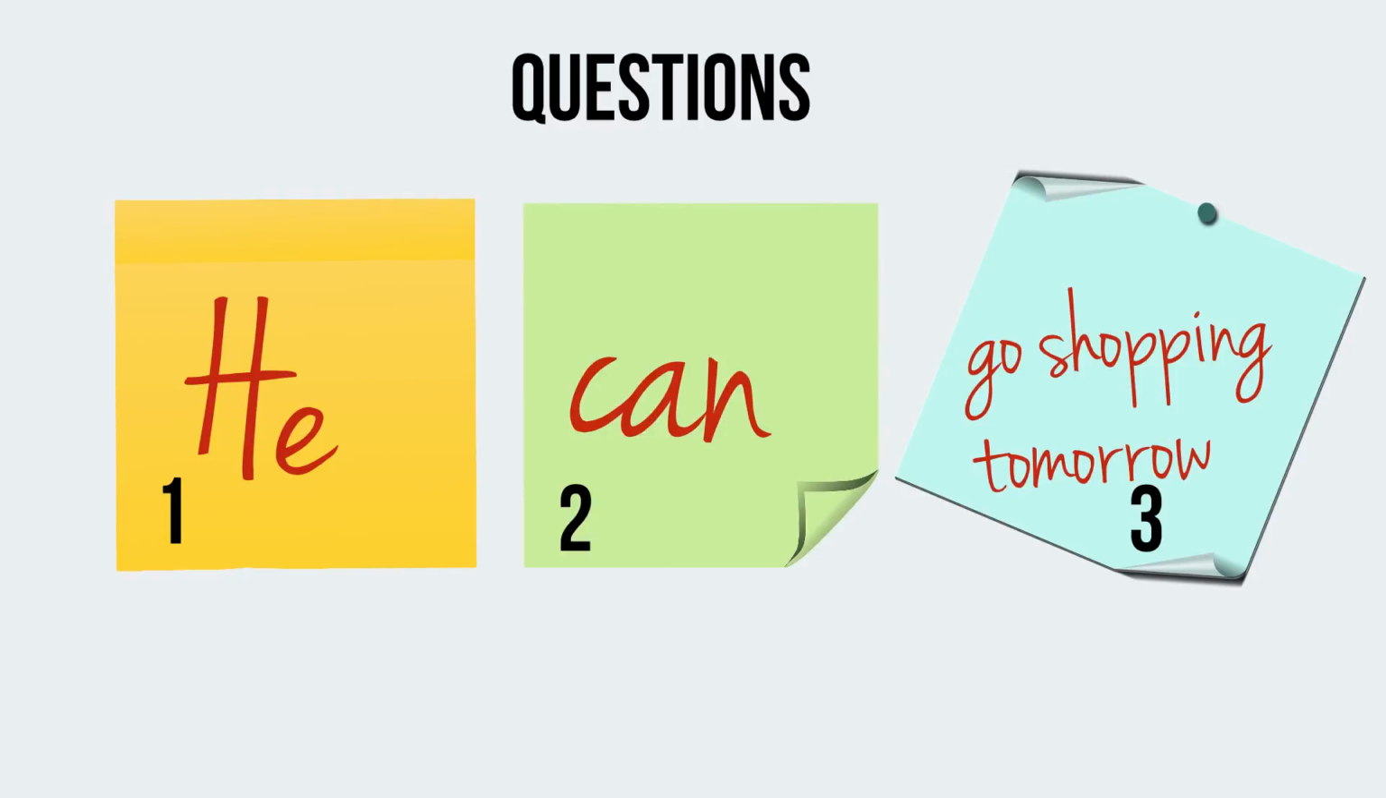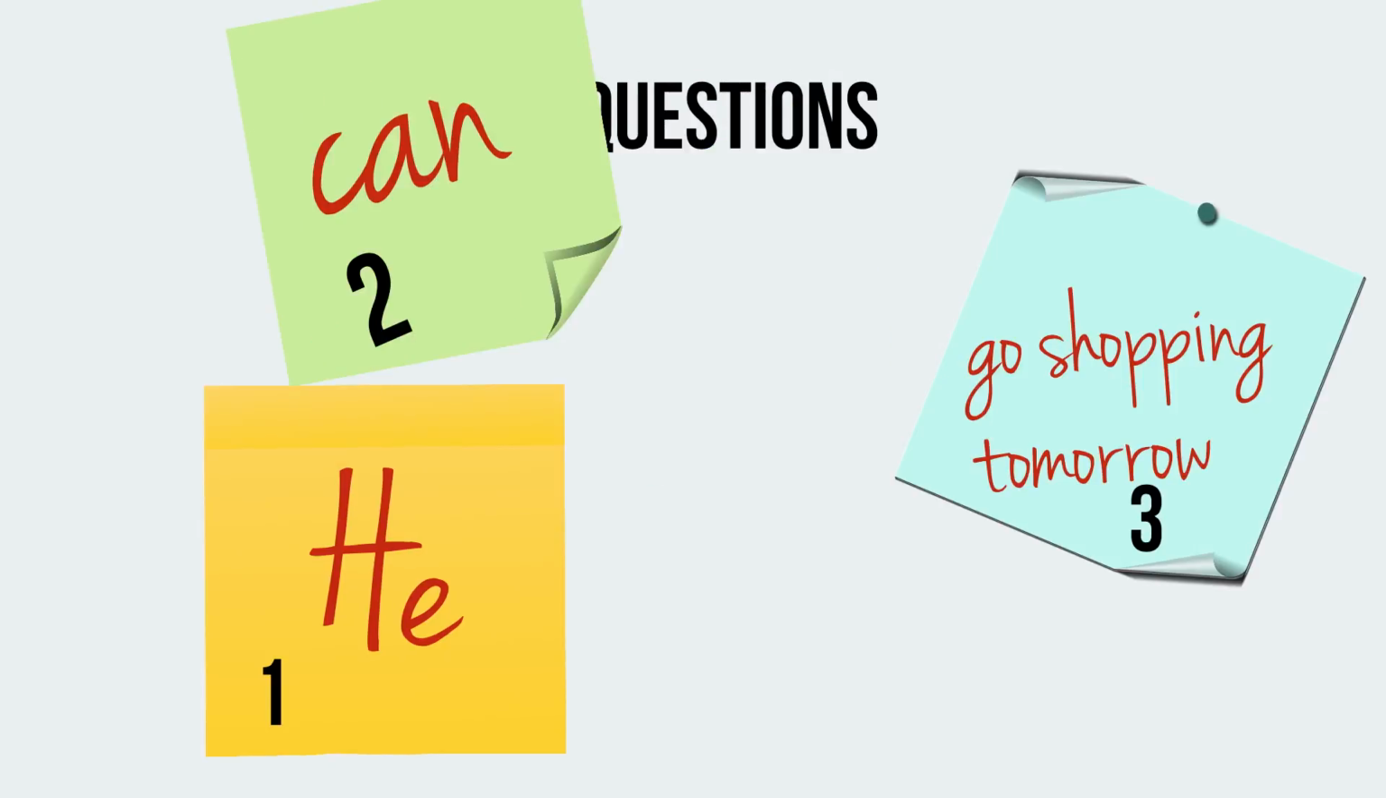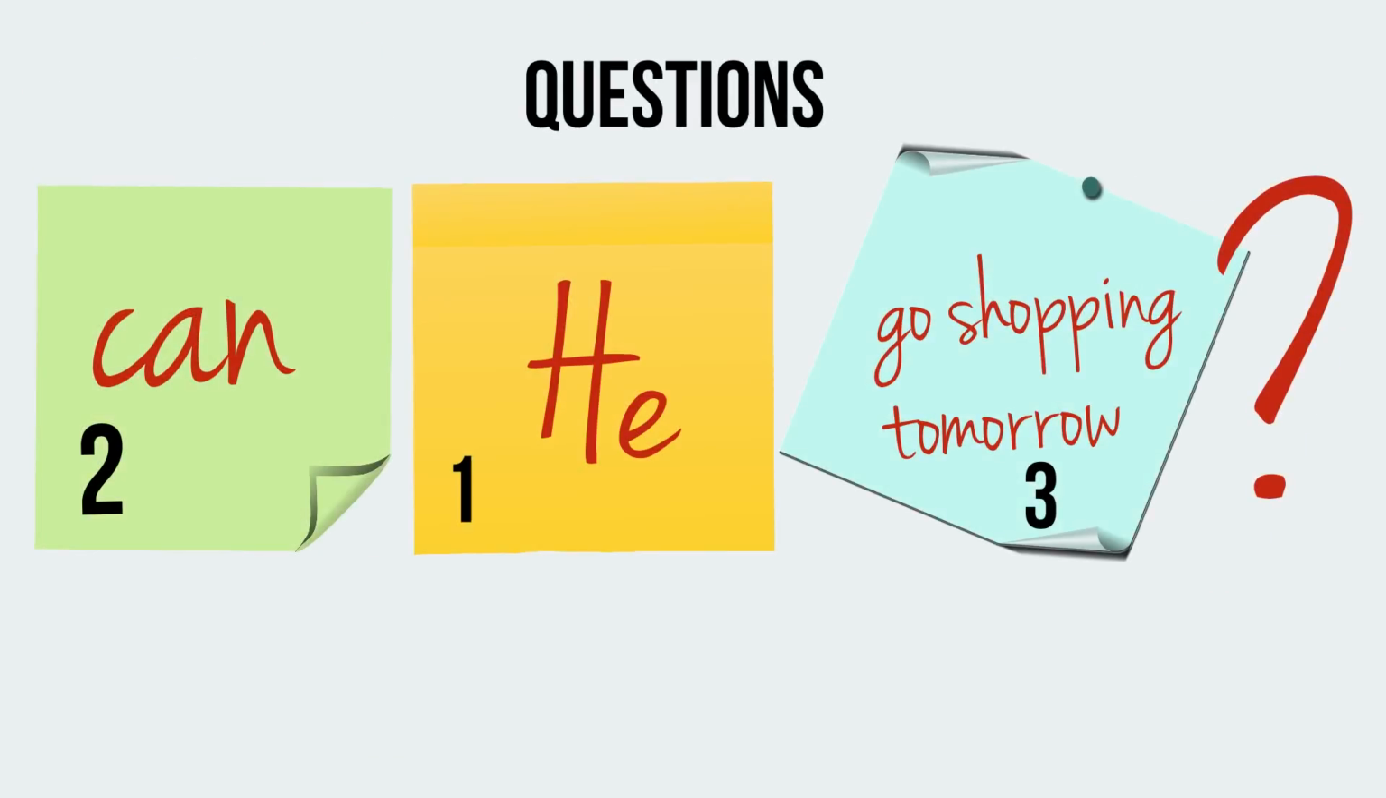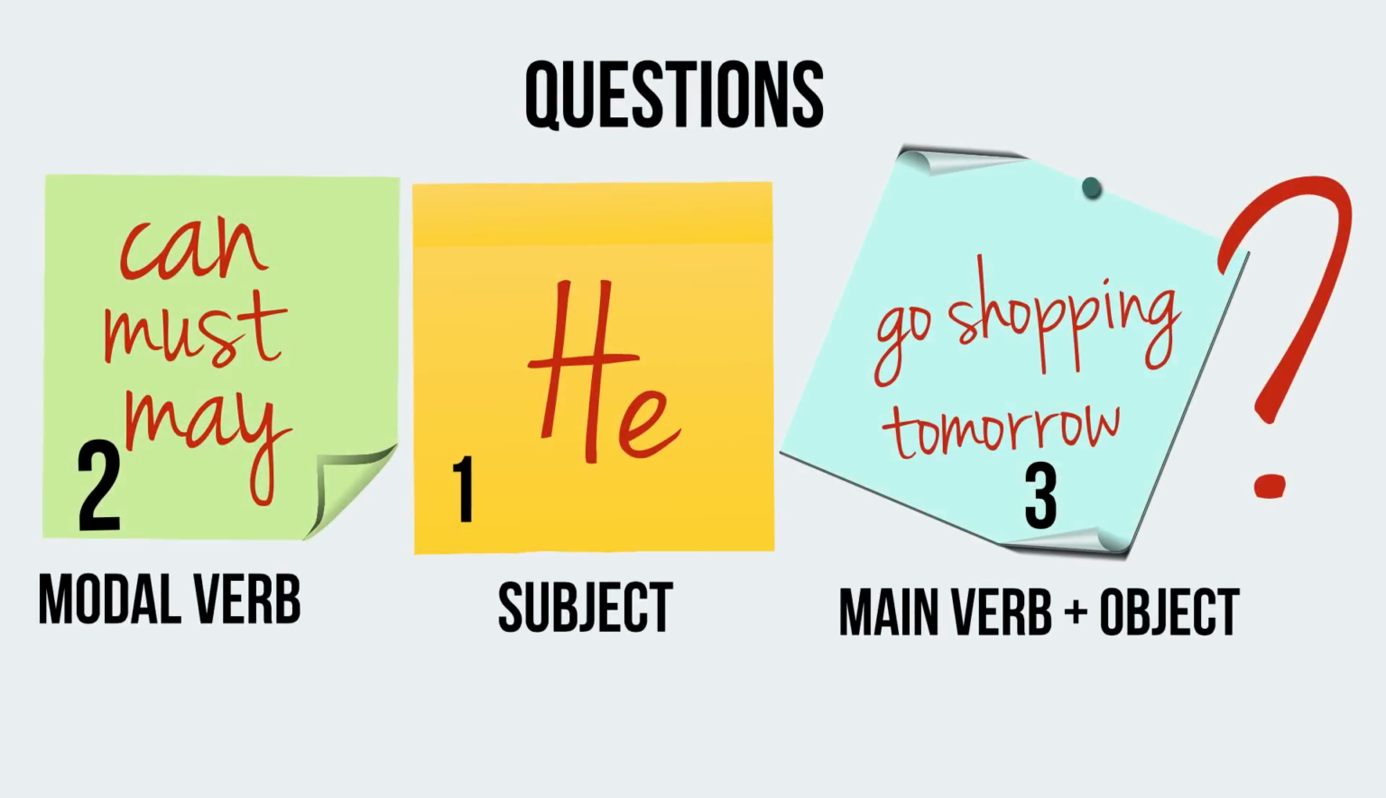And now let's look at how to make questions with modal verbs. To do this, we'll take the phrase "he can go shopping tomorrow" and make a question. And the question is, can he go shopping tomorrow? As you can see, it's very easy to make a question with a modal verb. You just need to put number 2 before number 1. Put a modal verb before the subject.